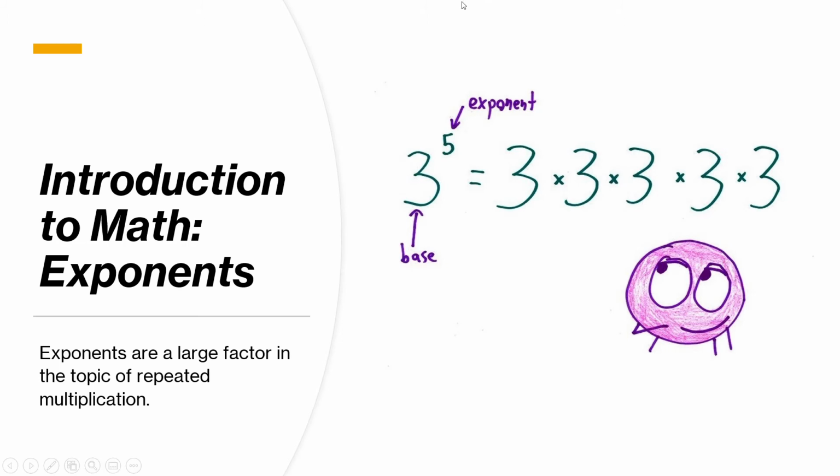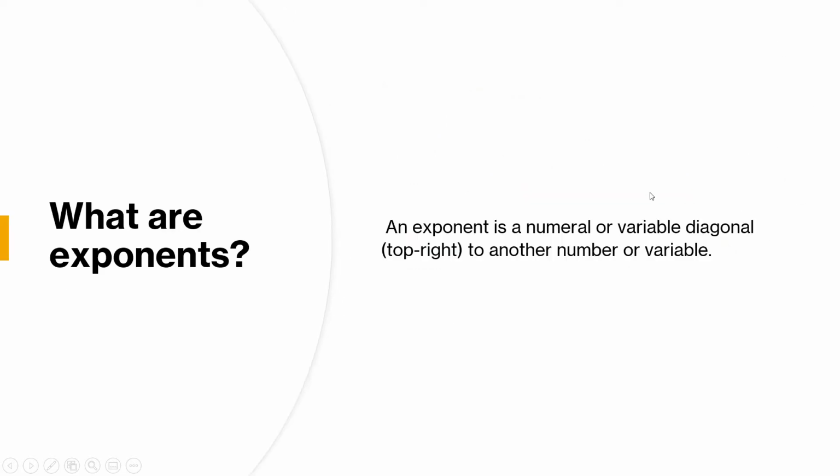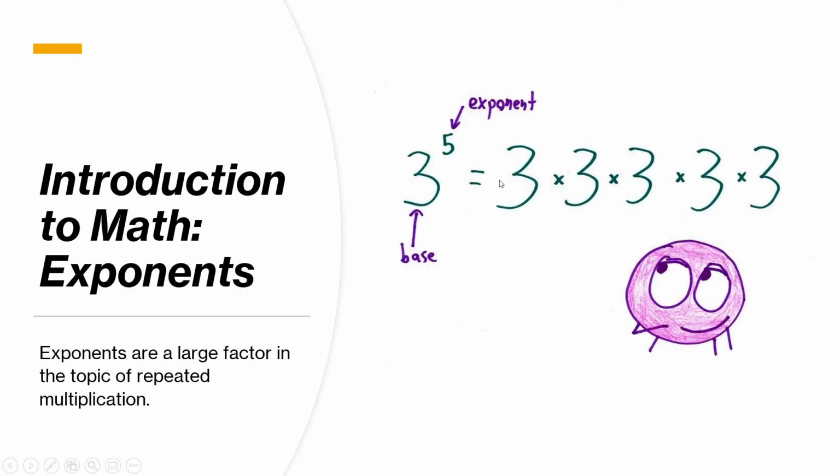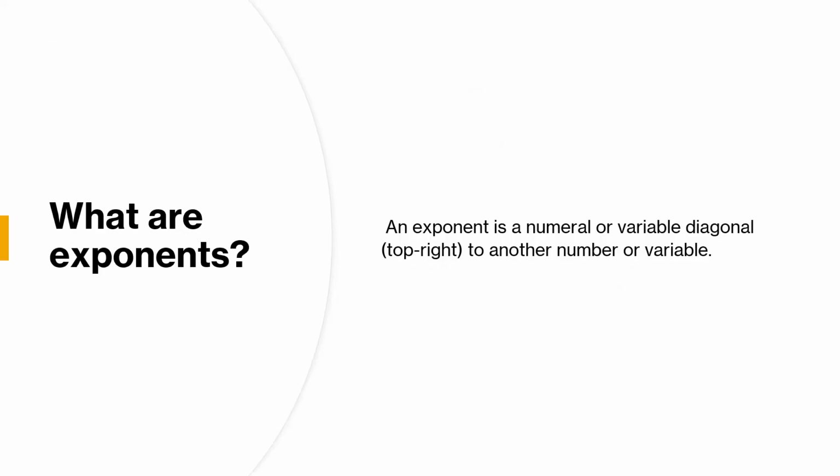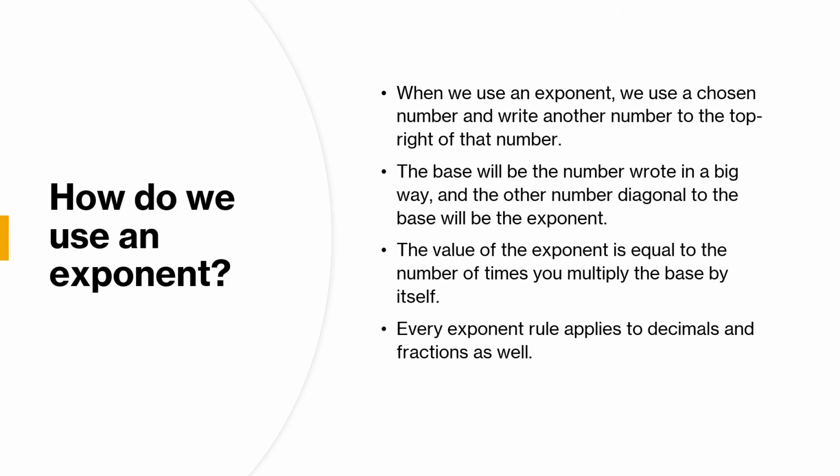For example, we have 3 to the 5th, 3 to the power of 5. That would mean 3 times 3 times 3 times 3 times 3. You can easily notice that 3 is multiplied 5 times, and the exponent is 5. Every exponent rule applies to decimals and fractions as well.